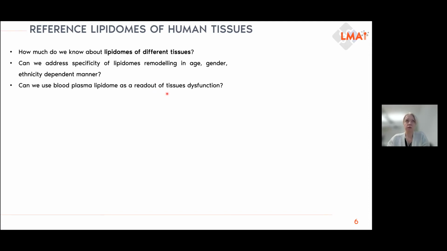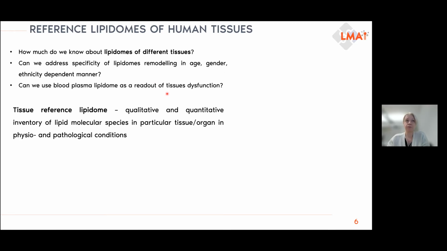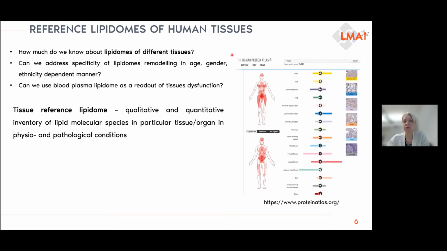To address this question, we need to describe tissue reference lipidomes as a qualitative and quantitative inventory of lipid molecular species in a particular tissue or organ, in physiological conditions, and then move on to the pathological ones. To give you an example of what one can dream of, you all know projects such as the Human Protein Atlas, where you can nowadays just type in a certain protein and see the distribution of those proteins in the different tissues, and also the gender specificity, and so on and so on.